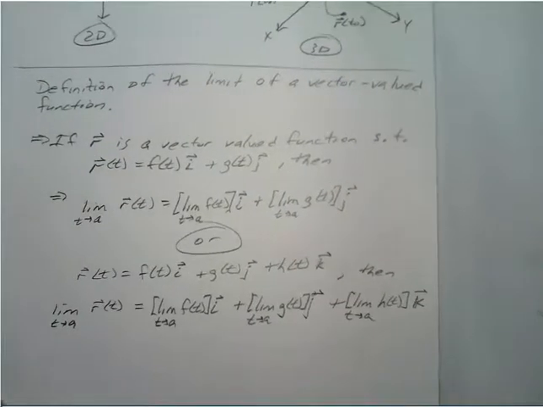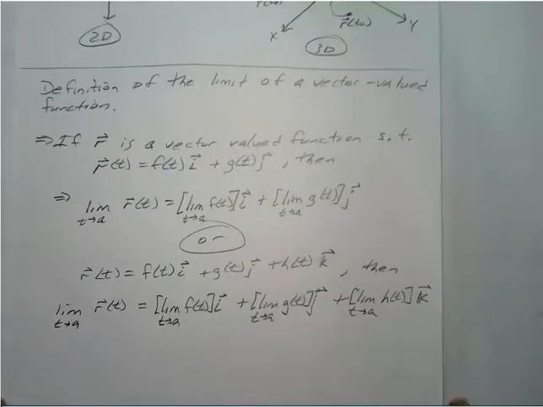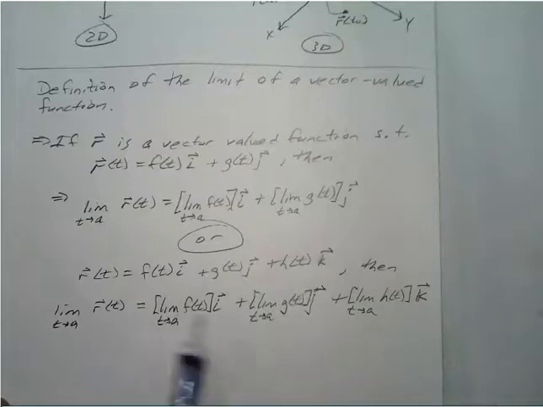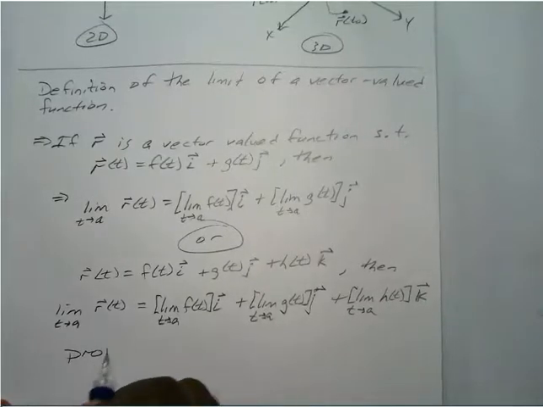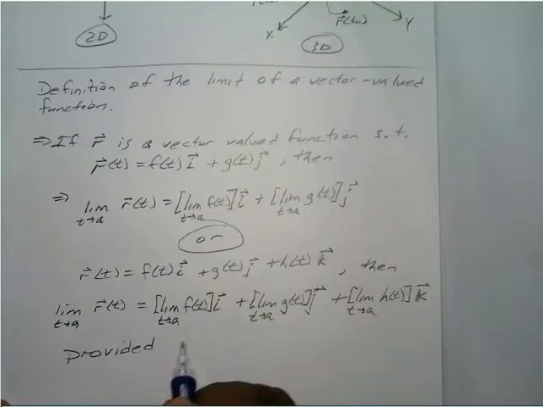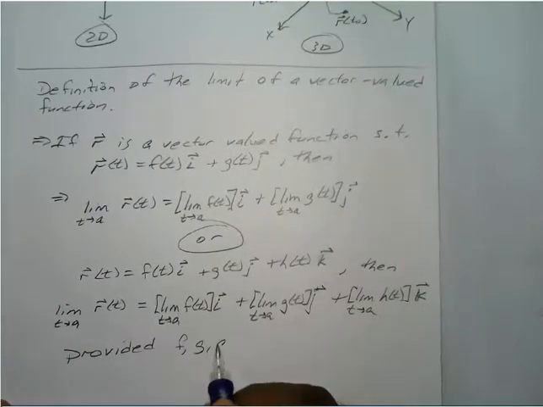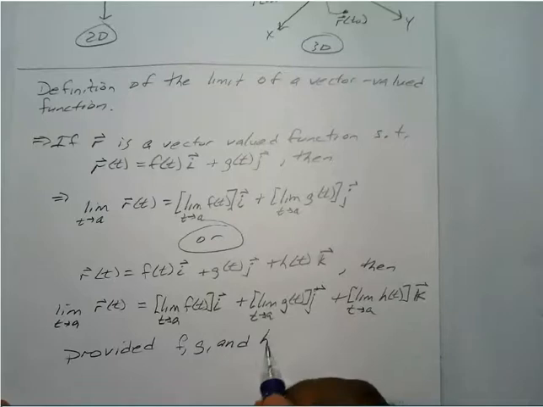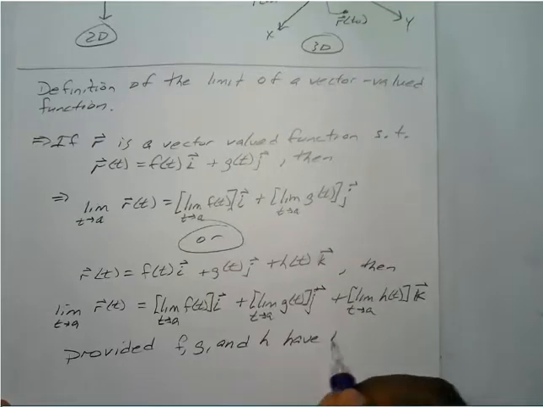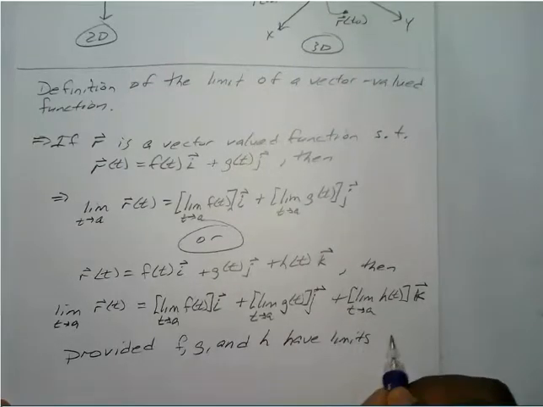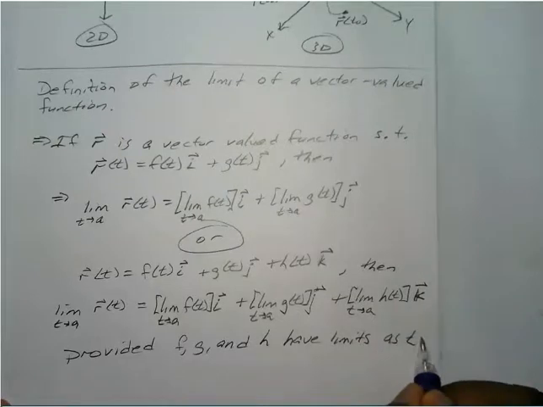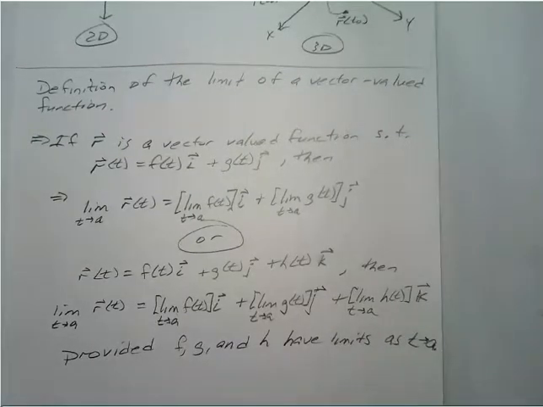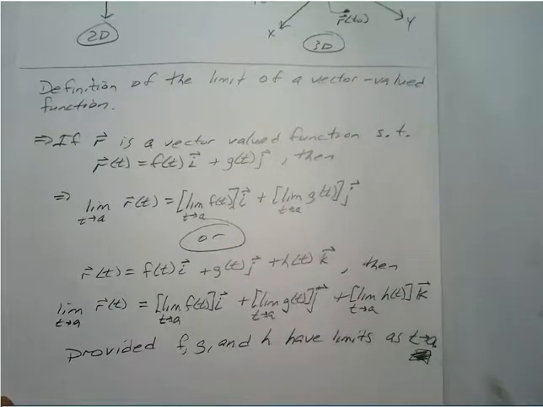Okay, now these are true, but we're doing this assuming that the limit actually exists. So provided f, g, and h have limits as t approaches a. Of course, if there are no limits, then the limit just doesn't exist.